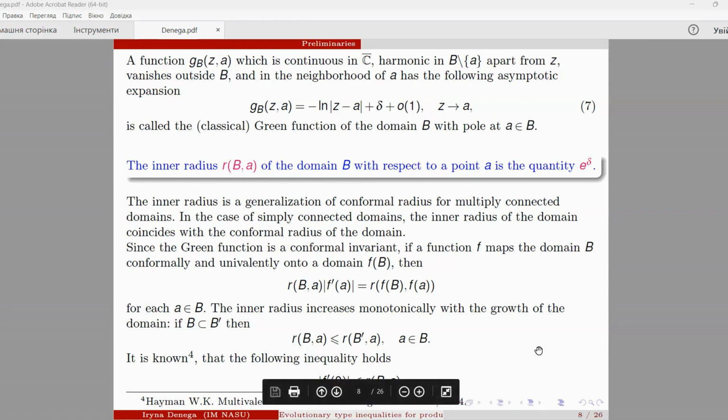Since the Green function is conformally invariant, if the function f maps the domain B conformally and univalently onto a domain f of B, then r of B, a times the modulus of f prime of a is r of f of B, f of a for each a from B. The inner radius increases monotonically with the growth of the domain. And it is known that the following inequality holds. The modulus of f prime of 0 is less than or equal to R of B, a.